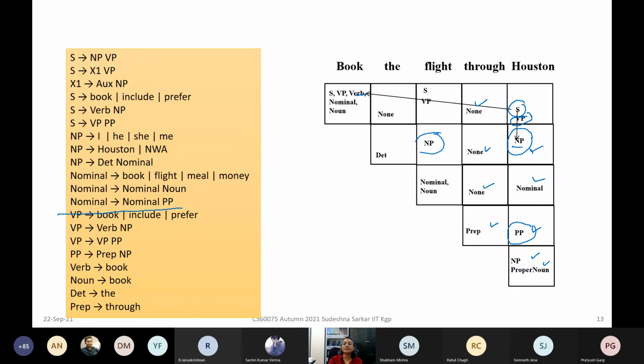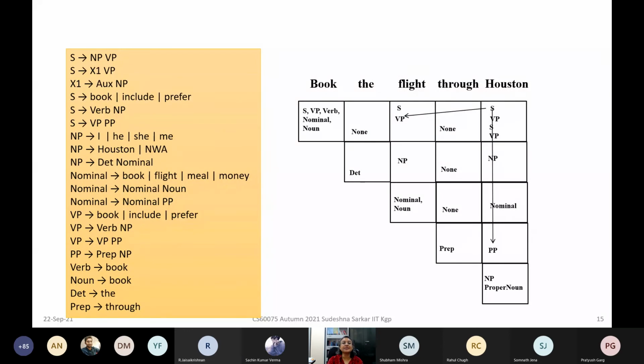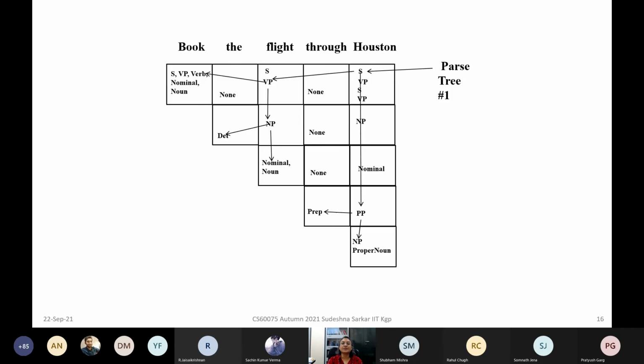Any other way? So you can also get it as VP and PP. Yes. And S also as VP and PP. So we have also VP AP. So both these rules we can get this S. So there are two ways we can get S, and they may correspond to two different parse trees. Okay, and we have to fill up all possibilities here.